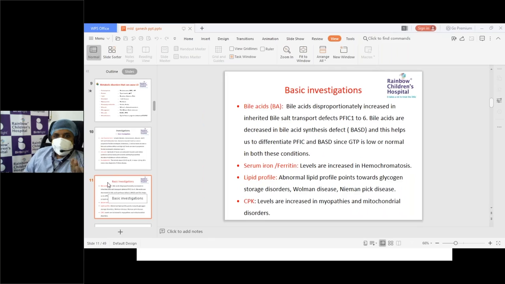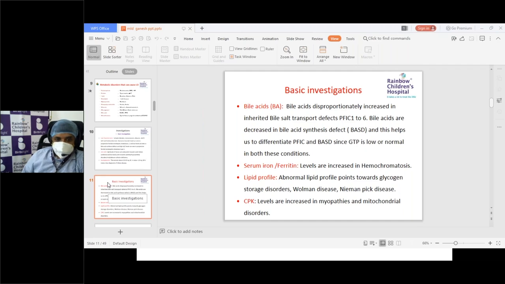Then the bile acids. Serum bile acids are high in progressive familial intrahepatic cholestasis. Serum iron and ferritin levels, especially when we are thinking in terms of a newborn presenting with a big liver and a big spleen, right? When we do the serum iron, the ferritin levels which are very high, then that may point towards the diagnosis of a neonatal hemochromatosis.